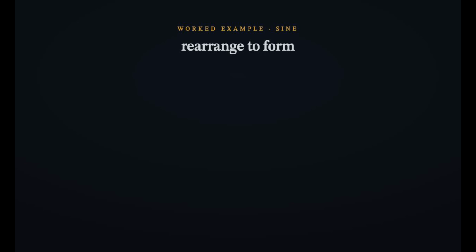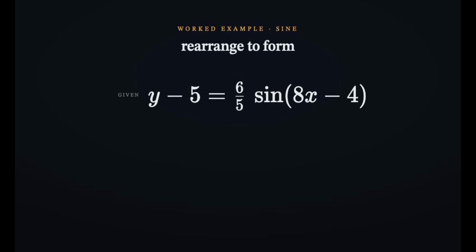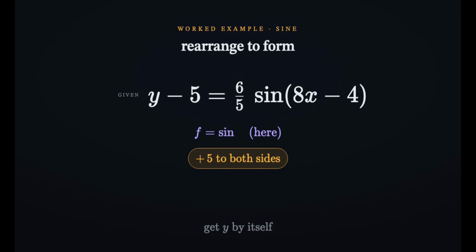Now let's look at our sine function from before. y minus 5 equals 6 over 5 sine in brackets 8x minus 4. Let's rearrange to transformation form. Here the function f of x in the transformation form is sine. In transformation form, y is always by itself, so let's add 5 to both sides.